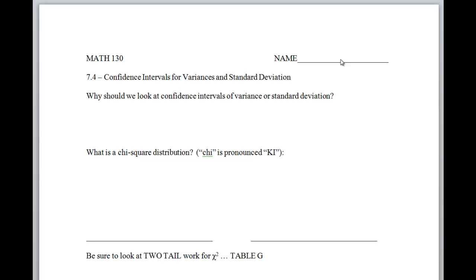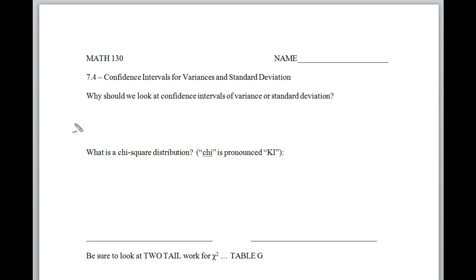This is Mark Anderson for Keller Community College, section 7.4, confidence intervals for variances and standard deviation. All right, here. We're going to be taking a look at something new called the chi-squared distribution.